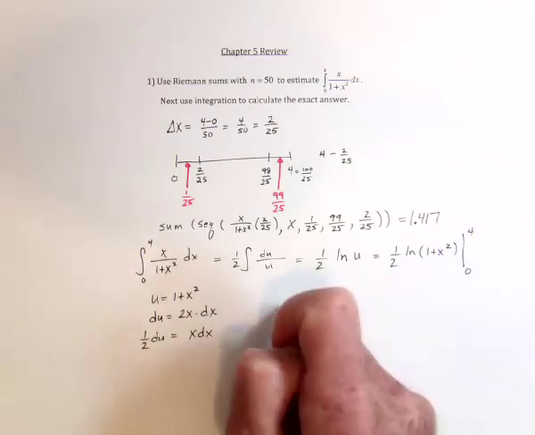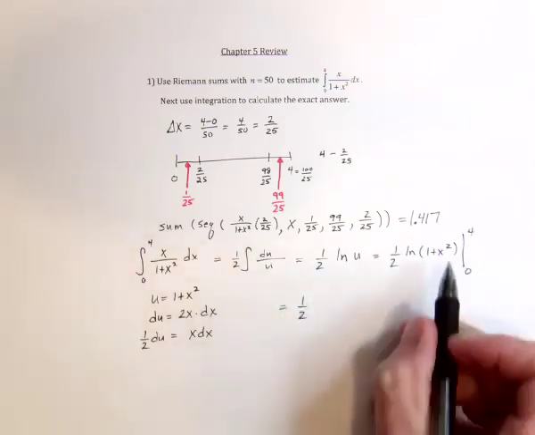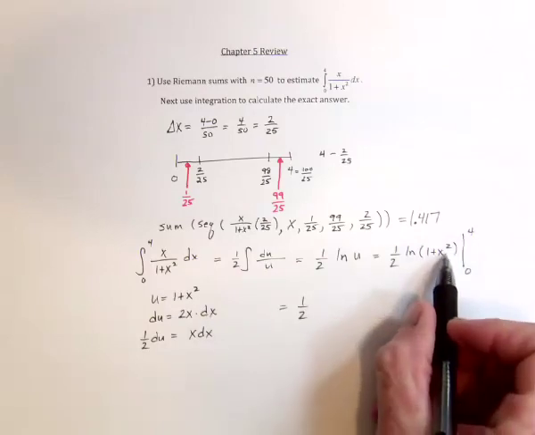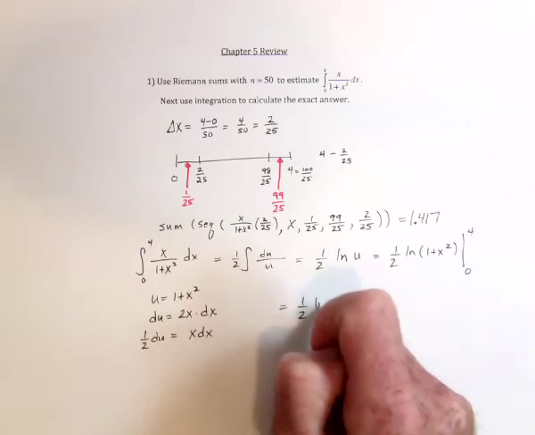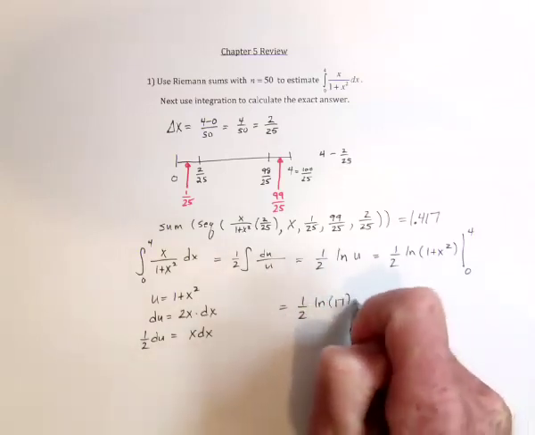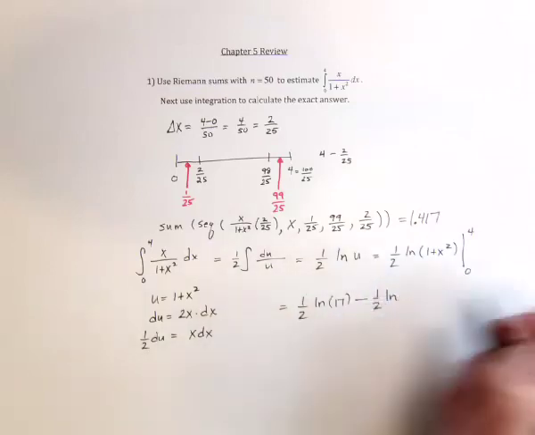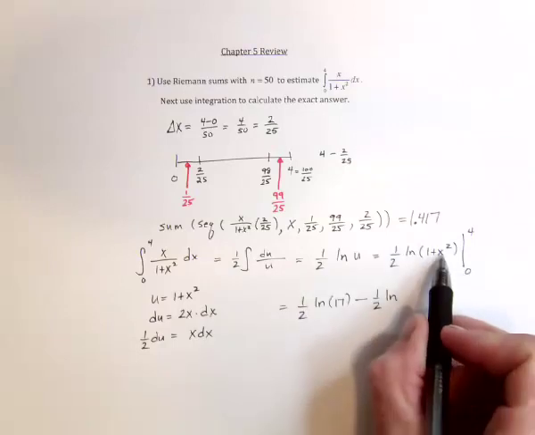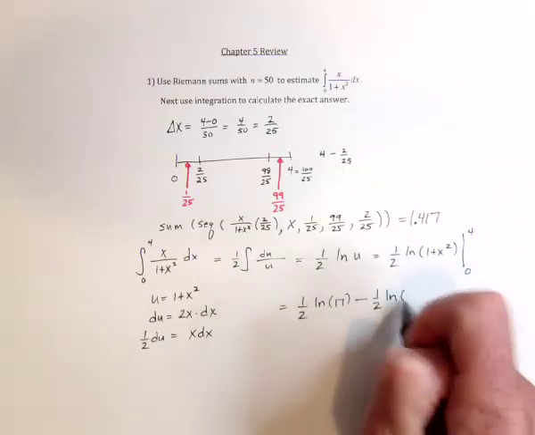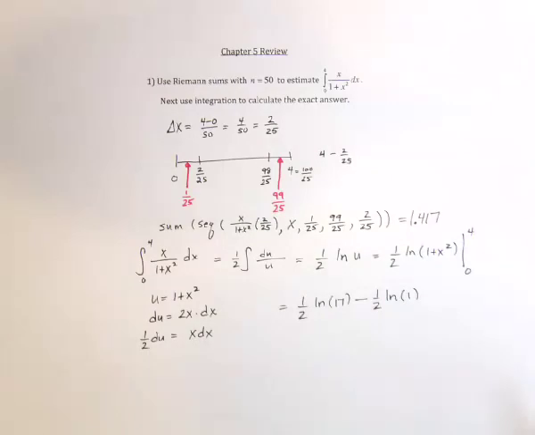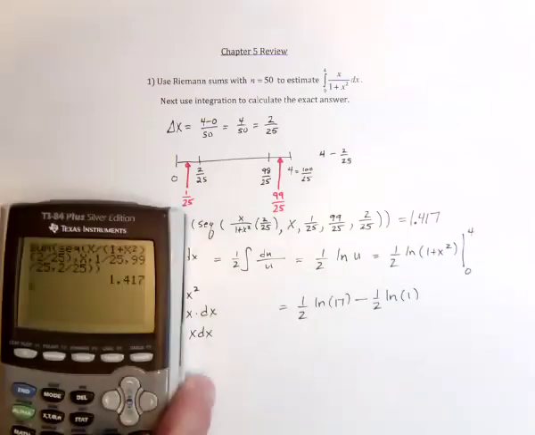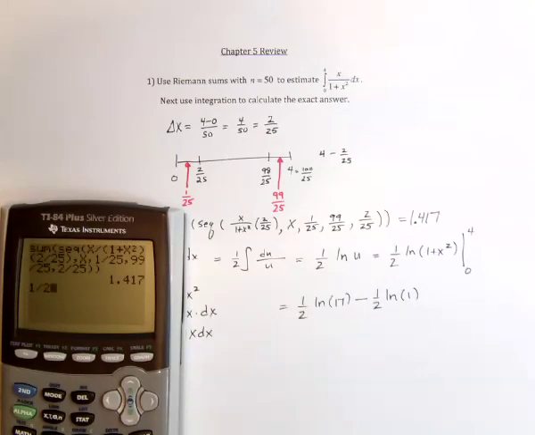So we've got 1/2 natural log, and if I put a 4, that's going to be 16 plus 1 is 17. Minus, when I substitute a 0, it's going to be 1/2 natural log, and then that's going to be 0 squared plus 1, so it's going to be natural log of 1, which equals 0. So we've got our estimate of 1.417, and then our actual answer is 1/2 the natural log of 17. Hey, that was a pretty good estimate.